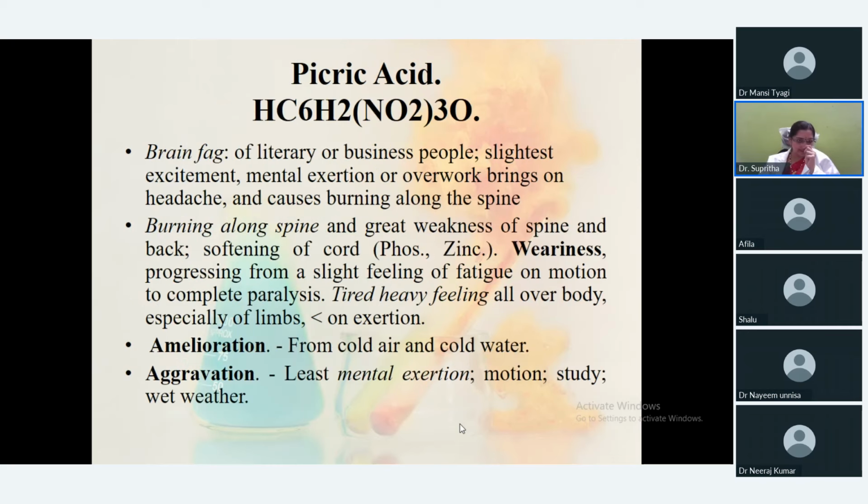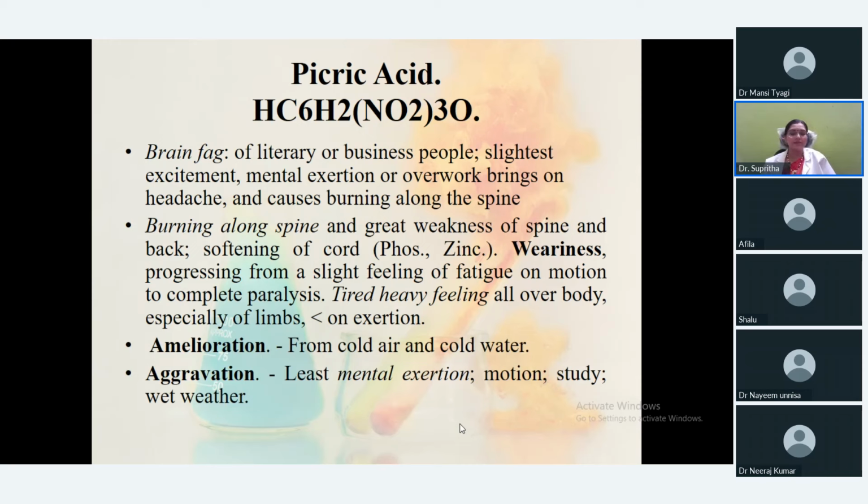Coming to picric acid, there is brain fag of literary or business people. The slightest excitement, mental exertion or overwork brings on headache and causes burning along the spine. This is the most characteristic symptom of picric acid. There is great weakness of the spine and back, softening of the cord. Also compare with phosphorus and zincum metallicum.